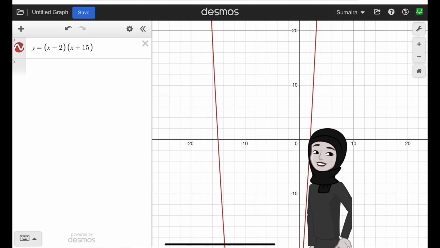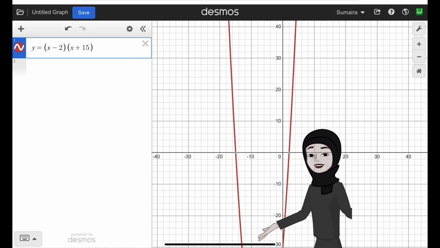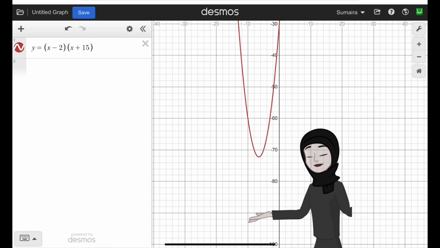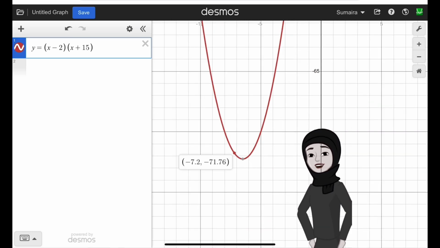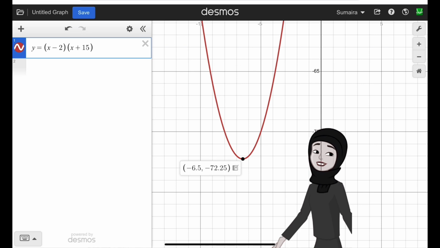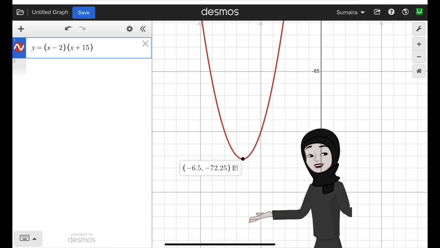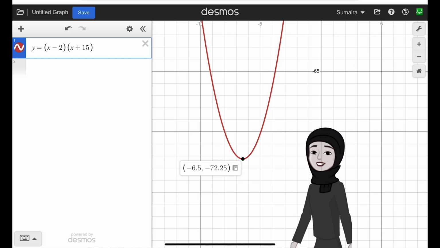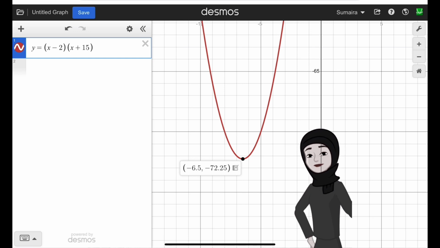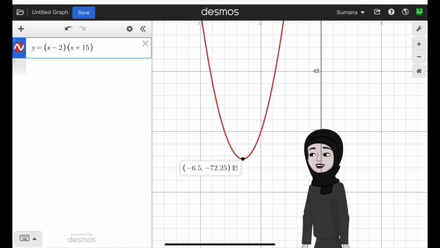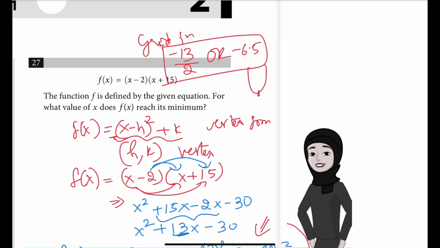So supposing you graph it using a Desmos calculator, you can see it's a U-shaped or upward facing graph, and then you can observe the vertex. The vertex x coordinate is minus 6.5 and y coordinate is minus 72.25. However, we just need the value of x for which f of x reaches its minimum. So we just have to look at the x coordinate, which is minus 6.5. So using this graphing calculator also you can find the answer, and that too quite fast. So I hope that's clear.